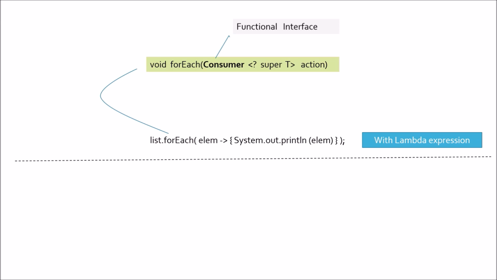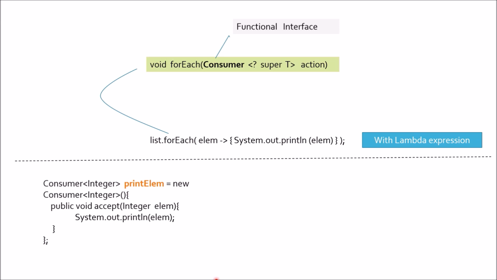If I don't use a lambda expression and again I have to iterate through each element of the list using forEach, how can I do that? So let's implement a consumer implementation to print the elements of the list. Now if I look at the implementation of the consumer, you can see here I am creating a printElement reference and assigning it with an object of new Consumer, and this implementation, if you look, is an anonymous implementation.